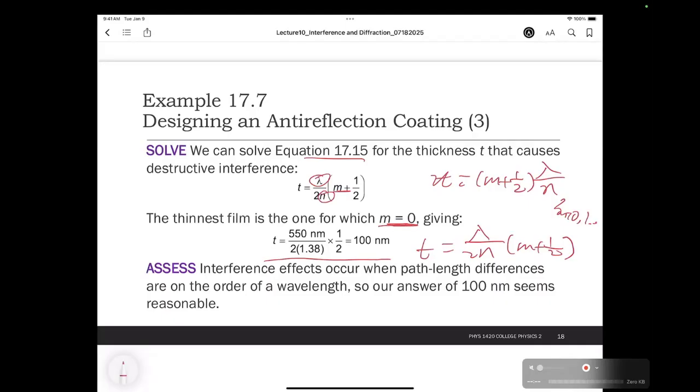Interference effects occur when path length differences are on the order of the wavelengths. So our answer of 100 nanometers seems reasonable, because interference effects occur when path length differences are on the order of wavelengths. Here the wavelength equal what? This one. Yes, it is on the order of wavelengths. Does it make sense to you? Okay, let's continue.